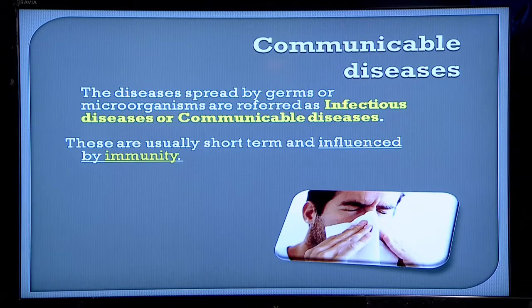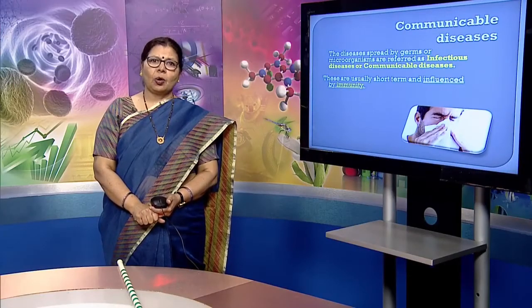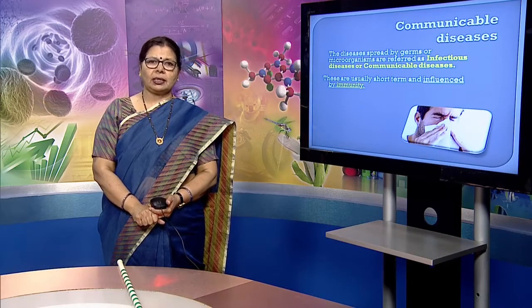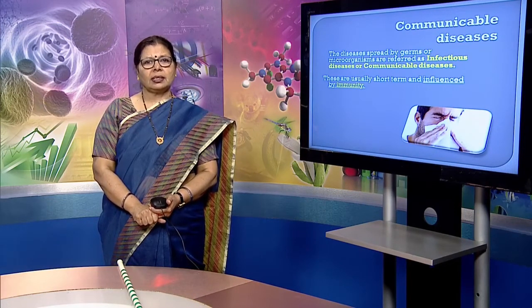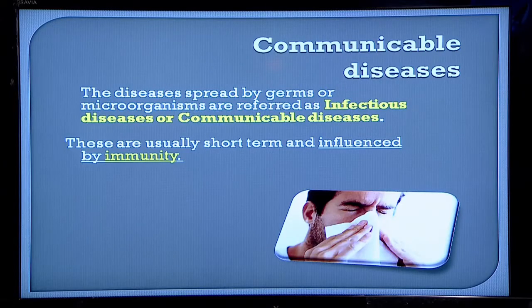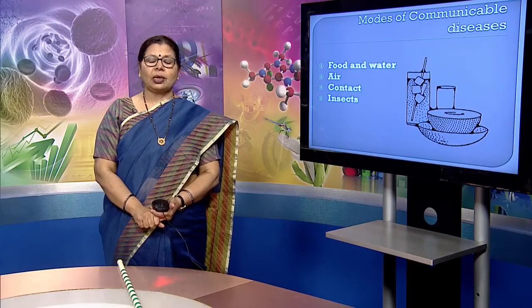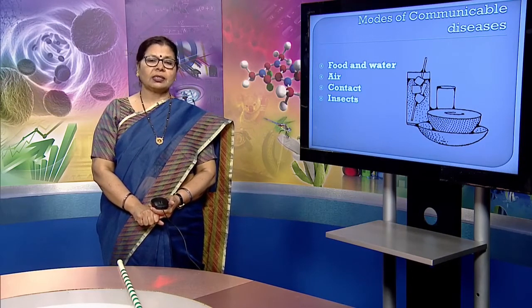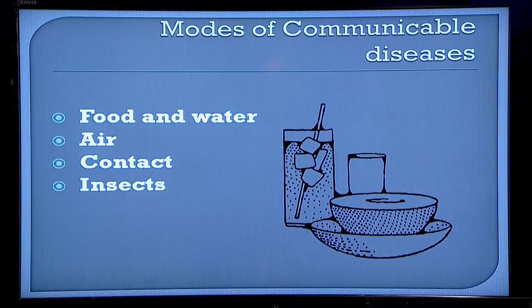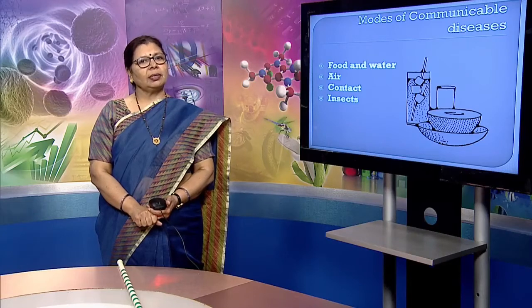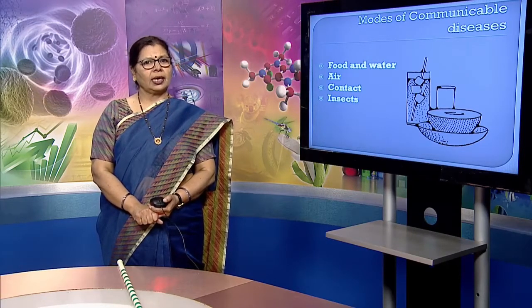Now we are talking about communicable diseases. Communicable diseases are spread by germs or microorganisms, which may include bacteria, viruses, etc. These diseases are also called infectious diseases, and they are usually short term and greatly influenced by the immunity of the person. As I said, they occur due to microorganisms, and where are these microorganisms present? In food and water, air, contact, and insects or rodents. So the modes of spread of communicable diseases are food and water, air, contact and insects.